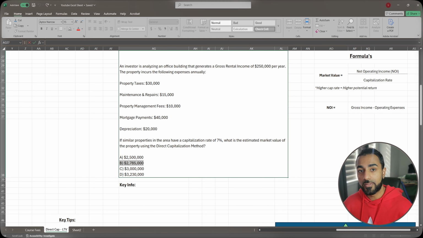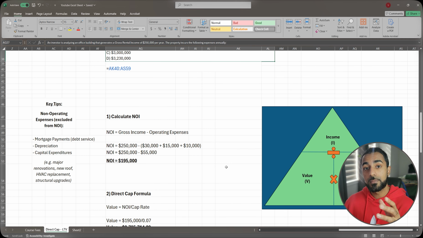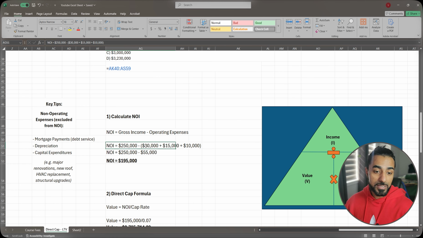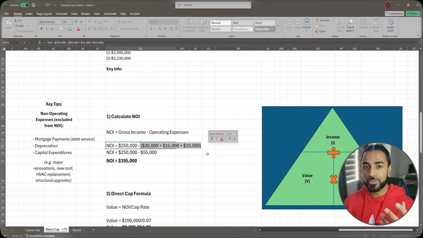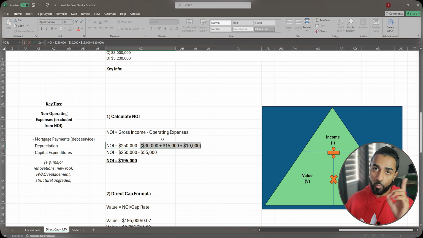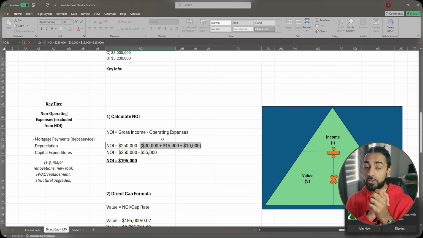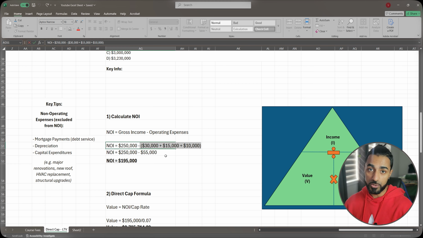So 2,785,000. On the exam, chances are you're not going to get anything as difficult as the second example we just did, but you may get something where they give you an operating expense and then you have to just minus that out from the gross income. So they may not make you choose like how we did here. I was just giving you guys a difficult example just in case, just to prepare. But chances are they're only going to give you one expense, one income, and one cap rate. And as long as you can remember minus expense from income, then take that number, the NOI, and divide it by your cap rate, then you will be fine and you'll be totally good for this question.